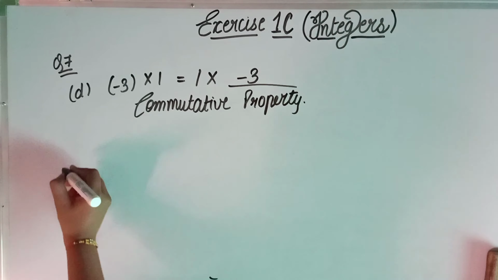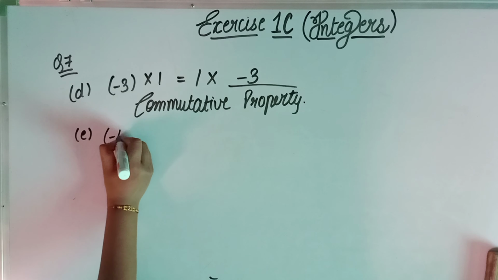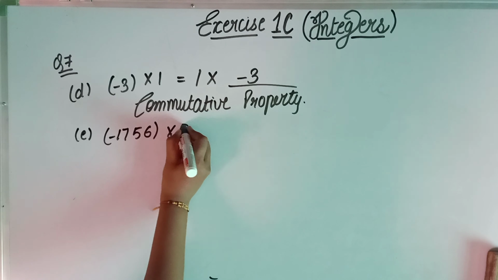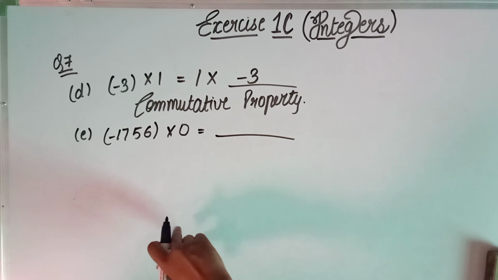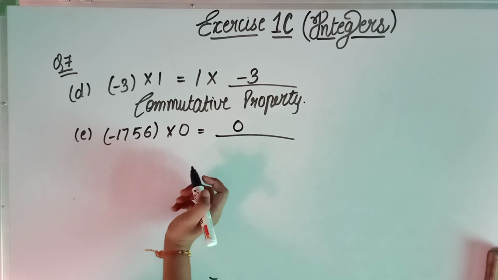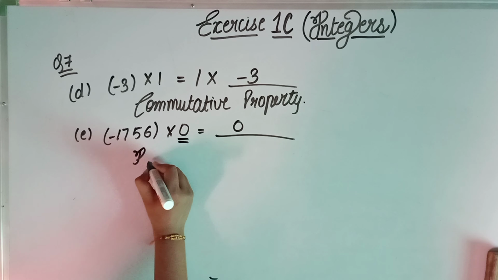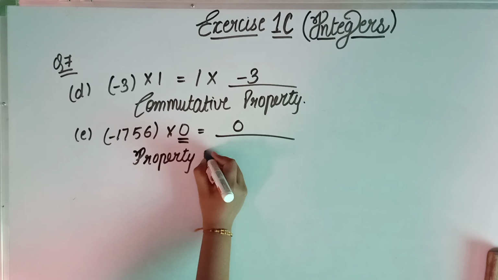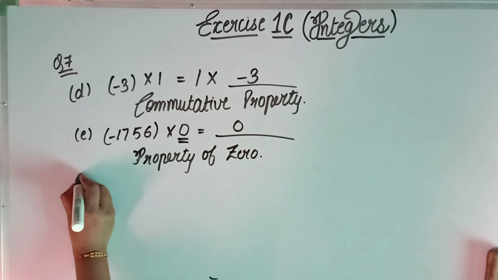Now the next one is E. E1 is minus 1756 multiplied by 0. If you multiply anything by 0, you will always get 0 on the RHS. So whenever you see 0, the property which is going to be applied is the property of 0.